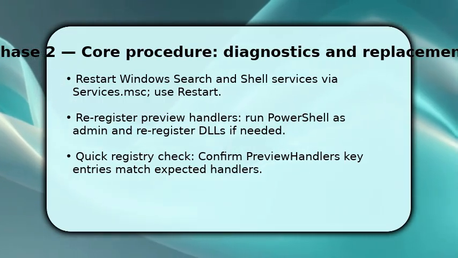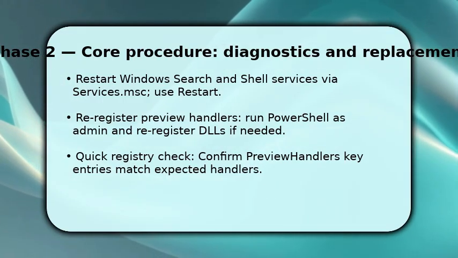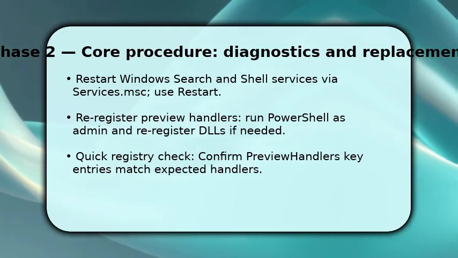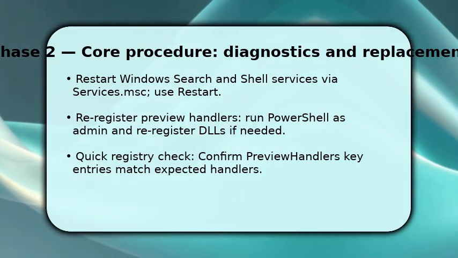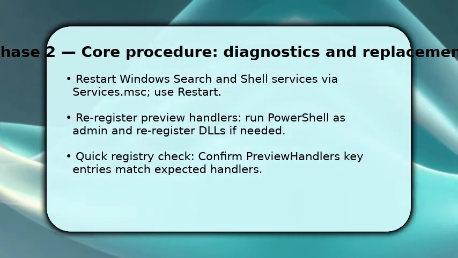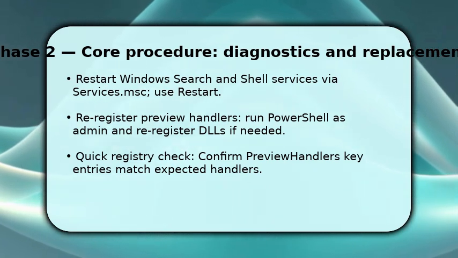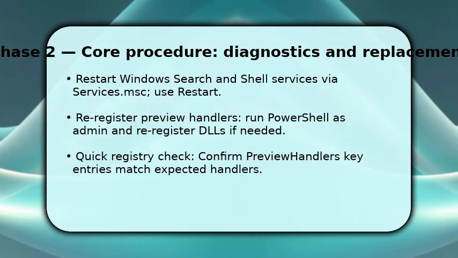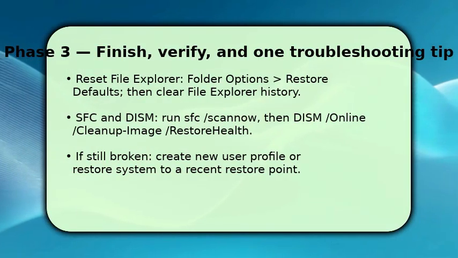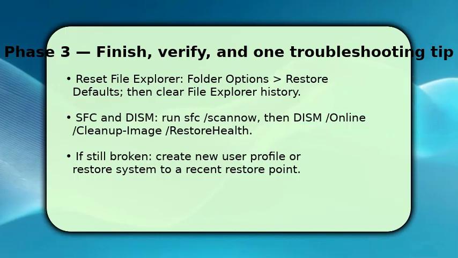Then open Registry Editor and verify the preview handler's key contains entries for PDF, Office, and image handlers. To finish, fix permissions and repair corrupt files that block preview functionality. Reset File Explorer via folder options and clear the history. Sometimes cache states prevent previews.